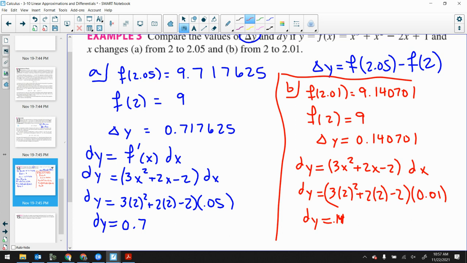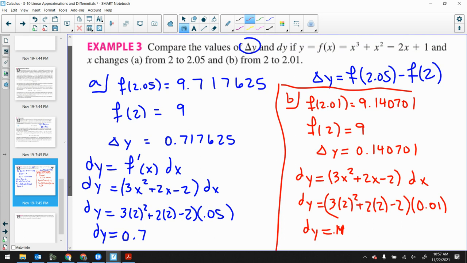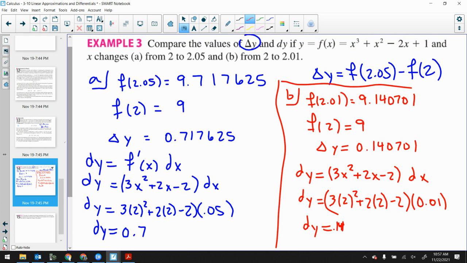Now, we got even closer to that value. Want to know why we got closer to that value? It's because delta x got smaller. That's that same idea that we had when we were talking about delta epsilon values. That's why they called it a delta value, because it was the change in your x value. If I make that x change smaller and smaller, the delta y is going to get closer and closer to dy. The actual change in the y values is going to get closer and closer to the linear approximation of those changes in the y values.